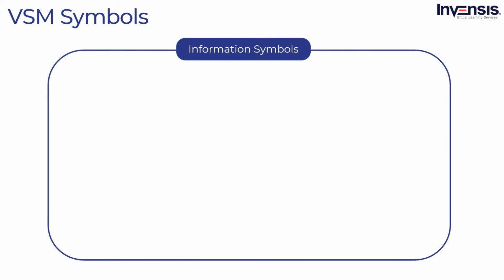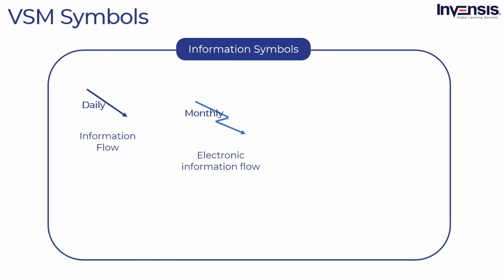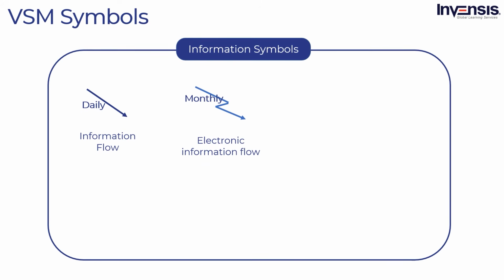The next category is information symbols. These symbols are used to represent the information. First, in this category, we have manual information flow. This is a straight, thin arrow. It shows the general flow of information from memos, reports, or conversations. Next, we have electronic information flow. It is represented with a broken arrow that indicates electronic information flow between processes.